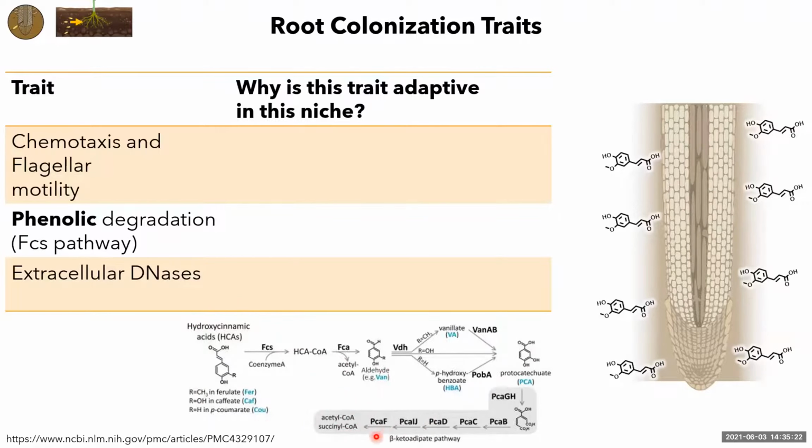And in my PhD, I actually worked on this pathway and found that Ralstonia needs it to colonize roots, but at later stages of disease, it no longer needs this trait. So it's an early trait.